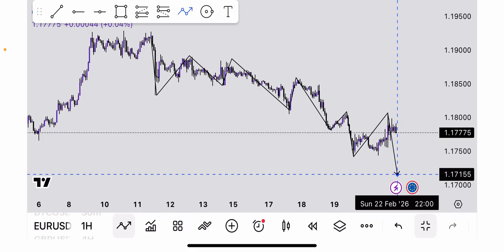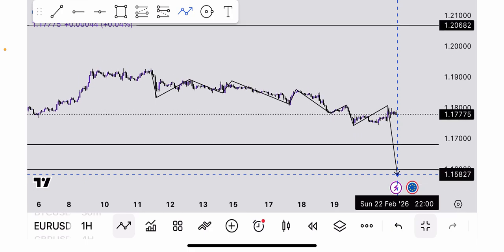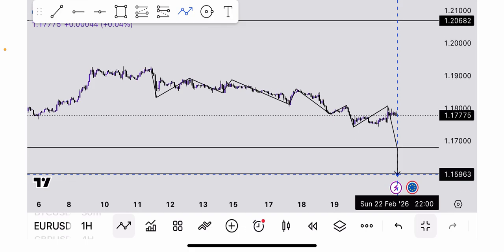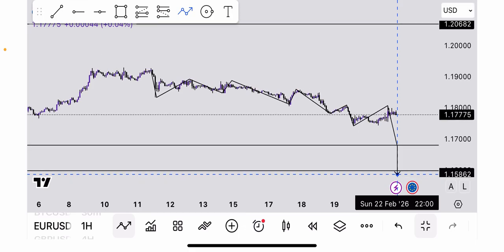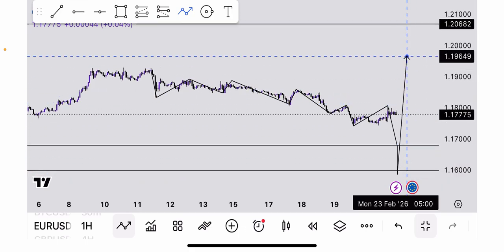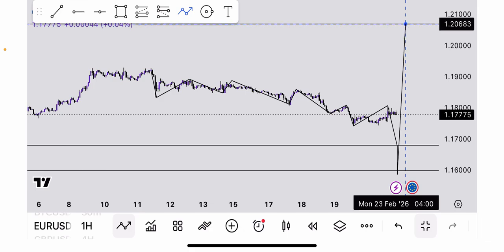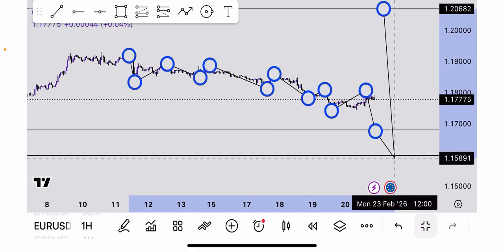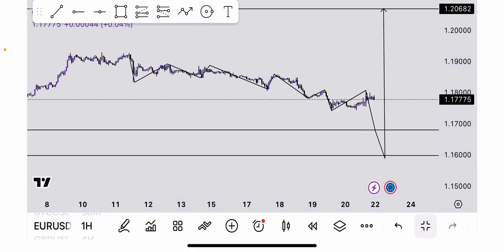So we're expecting another low here or here for the market to retrace back up, if this is the 1 hour time frame.